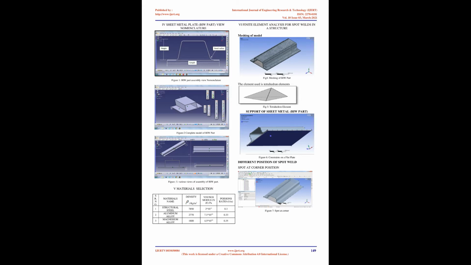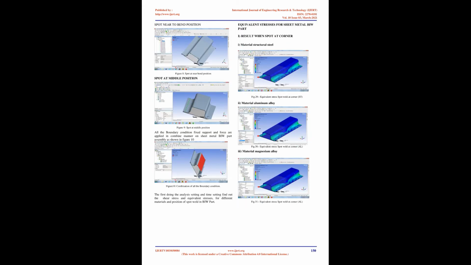Hence it is of interest to analyze some of the sheet metal BIW parts for different materials and different positions of spot weld, varying some or all of the parameters like plate thickness, various sheet materials, and sizes of sheet, compared across the different spot weld position analyses under various loading conditions, finding the suitable materials and the best position of spot weld in the BIW part. 3. Scope and methodology.